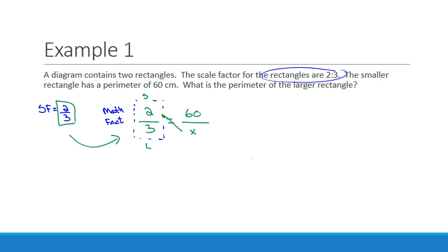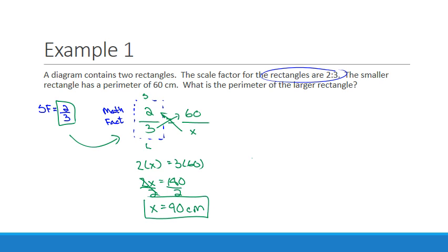So getting back into this, I will cross multiply: 2 times x, 3 times 60. So 2x equals 180, divide by 2, x equals 90, and that's 90 centimeters. So I know the perimeter of the larger rectangle is 90 centimeters.